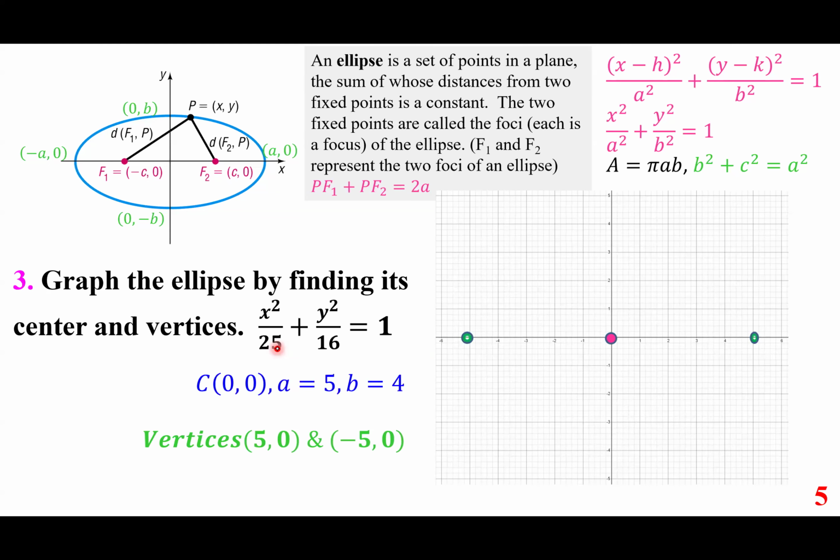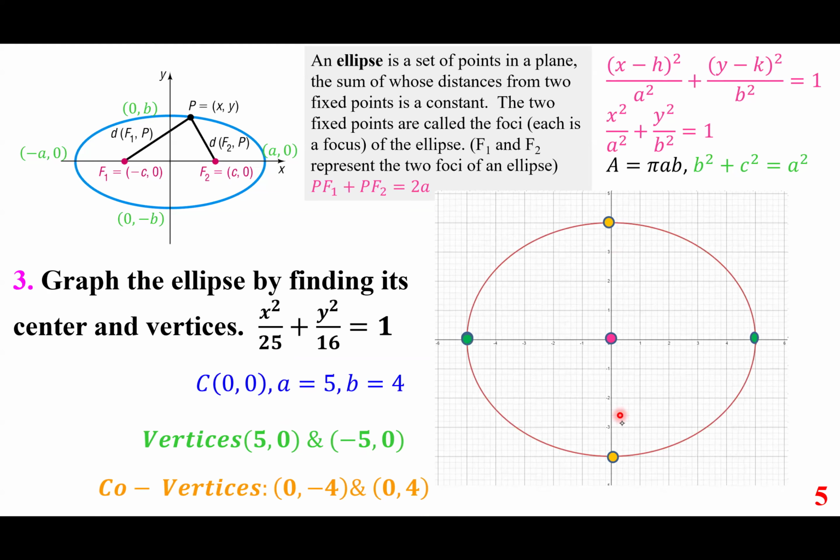So the center, and then the vertices are (5, 0) and (-5, 0), because it's elongated along the x-axis because a is larger. And then from the center, b means 4 units up and down, (0, 4) and (0, -4), and put them together. This is close to a circle. It's not a circle because a and b are not the same. But the closer the two values, the closer the shape to a circle.